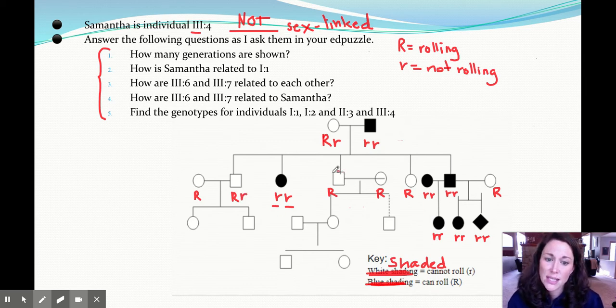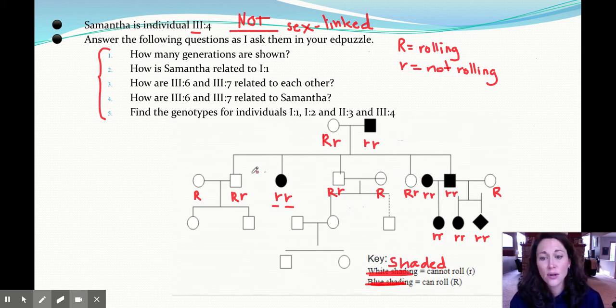Then we're going to move on to this son right here. Notice he also can roll his tongue. He got a big R from his mom, but he had to get an allele from his dad as well, and his dad can only give him a little r because that's all dad has in his genotype to pass on. And the same is true of their daughter. So she's going to be big R, little r.